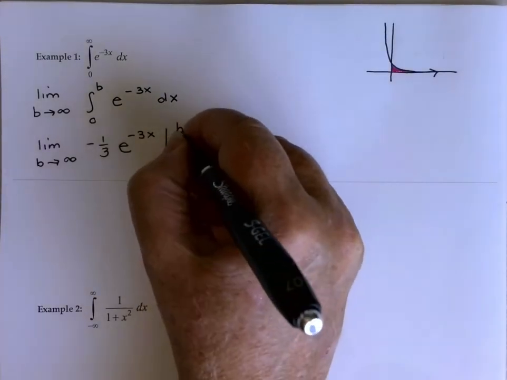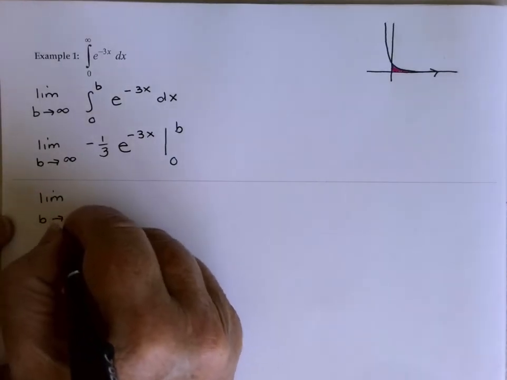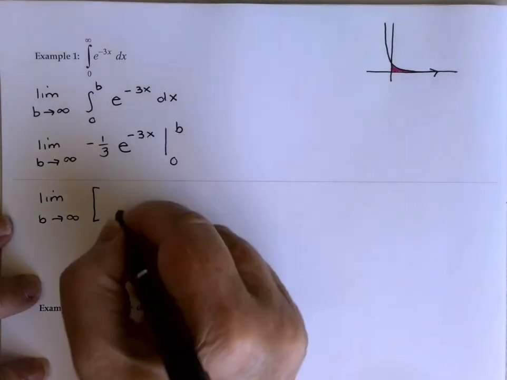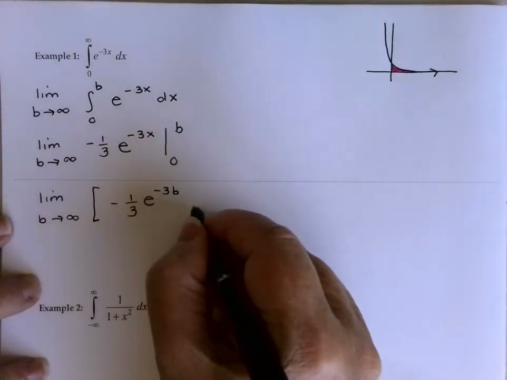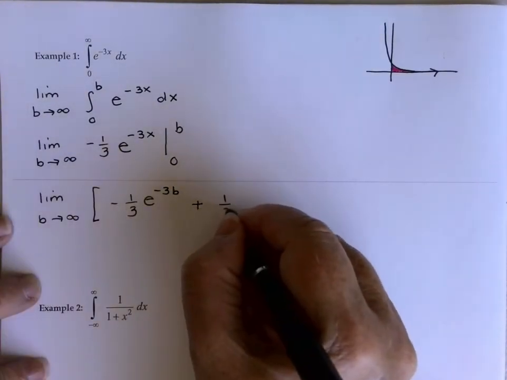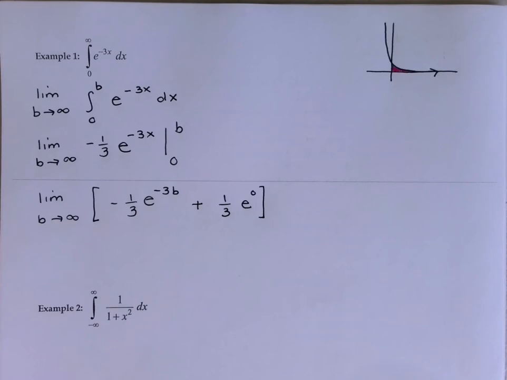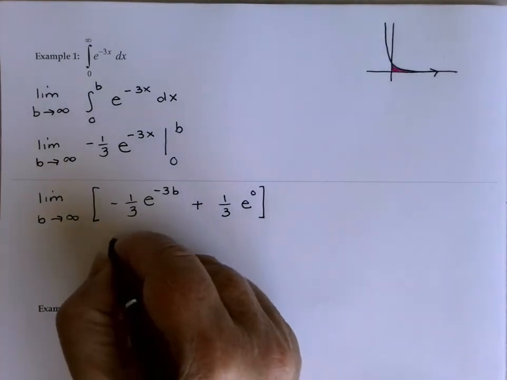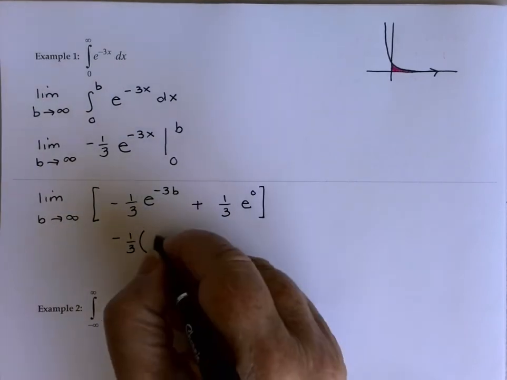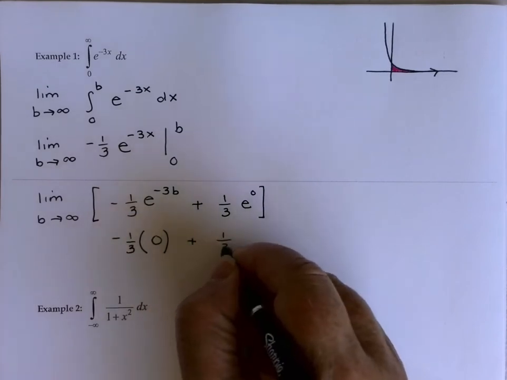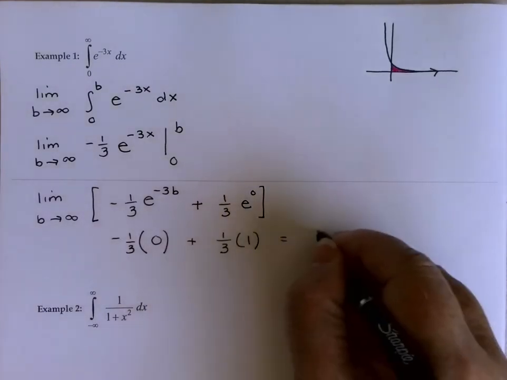And that gets evaluated from 0 to b. So I've got the limit as b goes to infinity of, plugging in the b, so, and then subtract a negative would be plus 1/3 e to the 0. So I have negative 1/3 e to the negative infinity, that would be 0, plus 1/3 times 1, which just gives me 1/3.